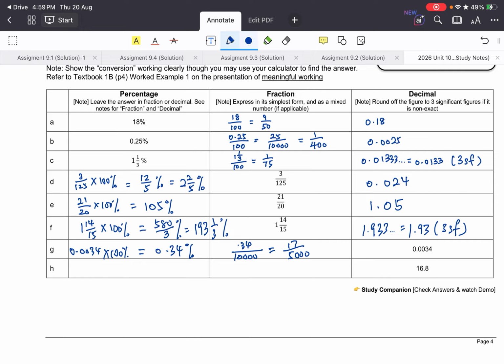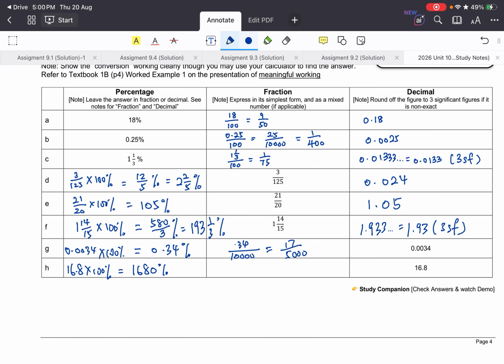Okay, one more set of numbers, 16.8. So 16.8 times 100%. This will give us 1680%, right? So in terms of decimal, it will be 16. Now the 0.8 is actually 8 over 10. Okay, so this is the situation. Now writing in simplest form, this will give us 16 and 4 over 5.